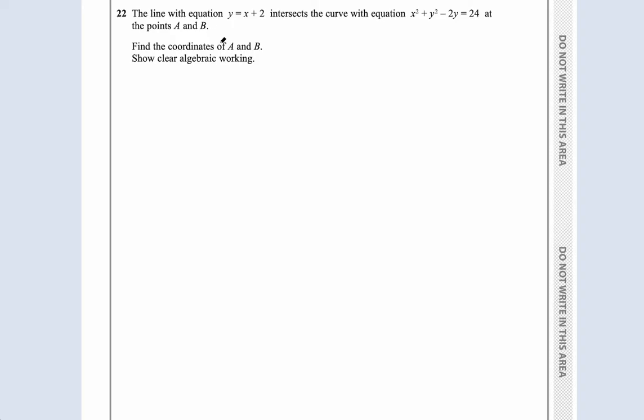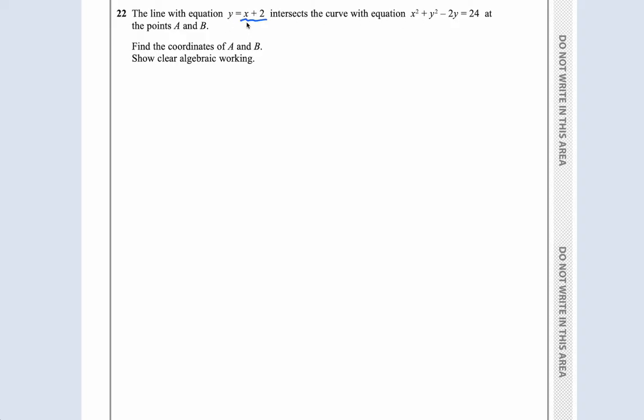The line with equation this intersects the curve with equation this at the points A and B. Find the coordinates of A and B. Okay, this, guys, is what I call simultaneous equations where one equation is not linear. So this is not the linear equation. So what we're going to do is sub this into this.